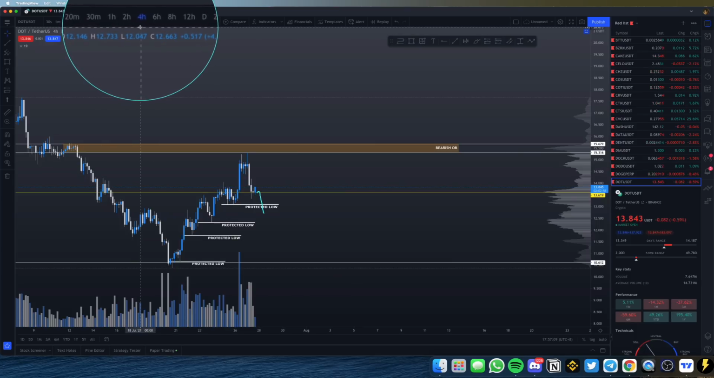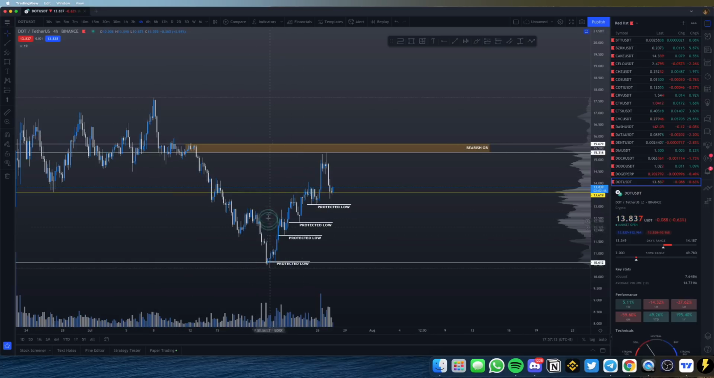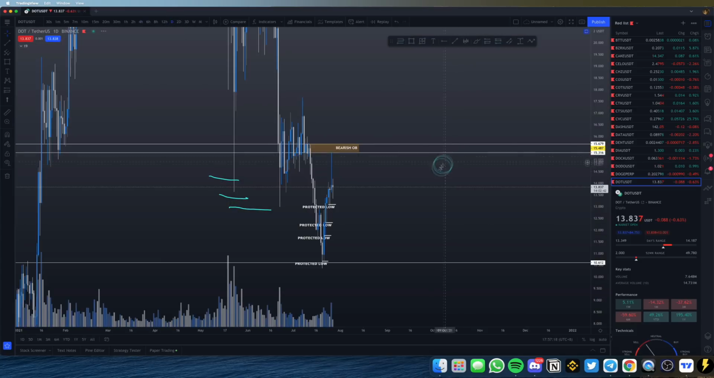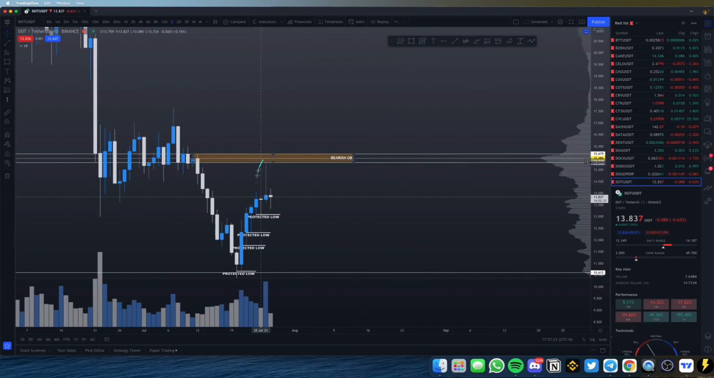Keep in mind that we are on the 4-hourly chart right now, so let's stick to the 4-hourly chart. On the 4-hourly chart, we are bullish, right? Because we've broken through multiple highs. However, if we go onto the daily chart, which again, usually the higher time frames matter the most. Look at this on the daily chart.